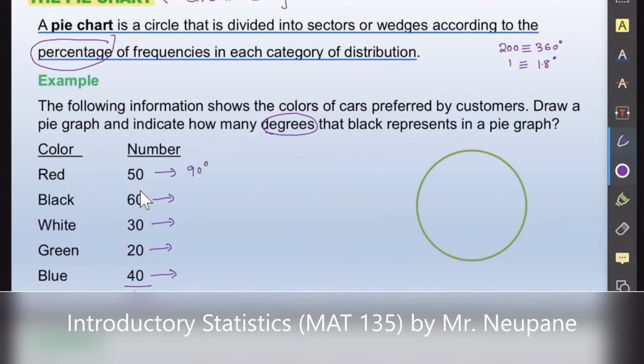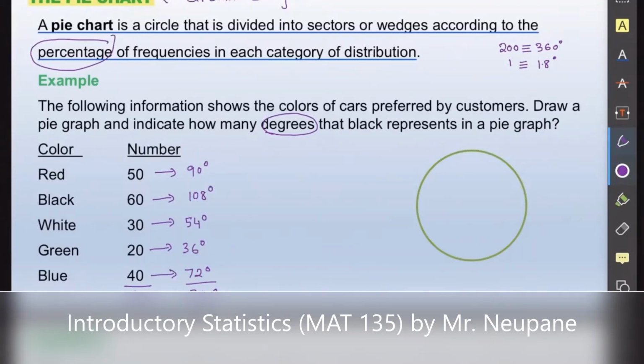How much is 60 times 1.8? I got 108. Is that right? Make sure you do it in your calculator and see whether I'm getting these values correctly. If not, let me know. Are you doing it in your calculator? Okay, 72 degrees. You can also try adding these numbers to see whether it is equal to 360 or not: 90 plus 108 plus 54 plus 36 plus 72. Is it 360 degrees? Yes, right? Okay.